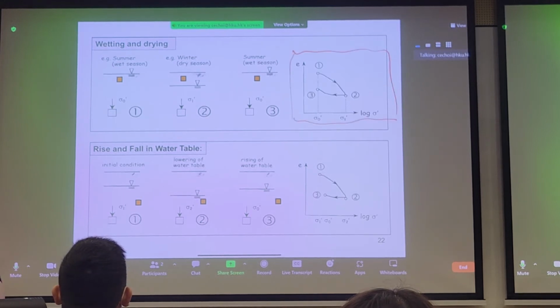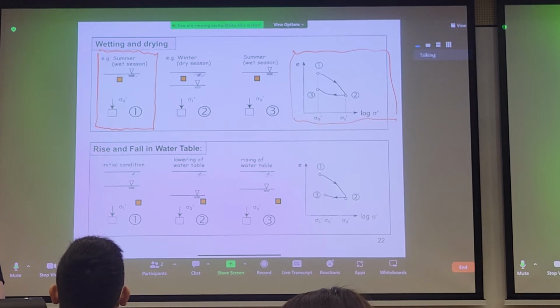So let's simplify it and assume, yeah, there is volume change because this soil consolidates. Maybe it's the first time it's experienced this rapid increase in generation of excess pore pressures. So with that in mind, let's say we have the wet season on the slope. You have quite a high water table relative to this soil element. So you're somewhere here. You have some effective stress, sigma prime naught.